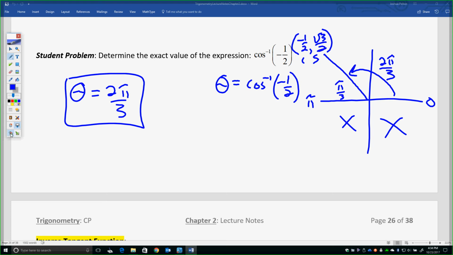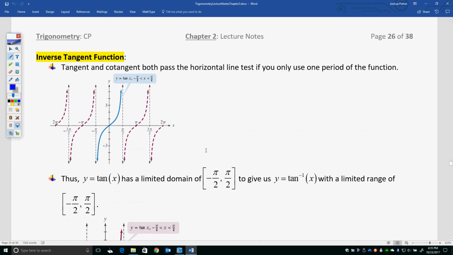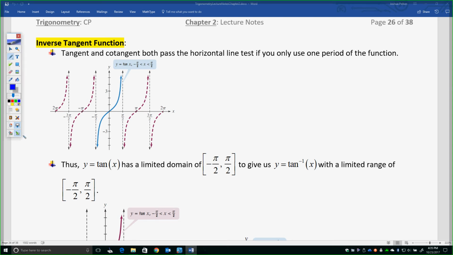Okay, we'll just finish off with tangent now. Tangent's a little bit different because we don't need to cut it off, but essentially it still fails the horizontal line test. But what's nice is we're going to limit it to one cycle, which happens to be the same domain as sine. So sine and tangent go together, and cosine's kind of the oddball out. But cosine was also the oddball out in the odd-even functions.